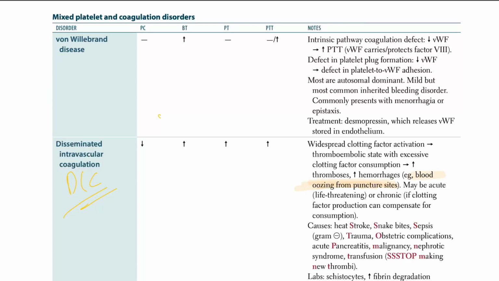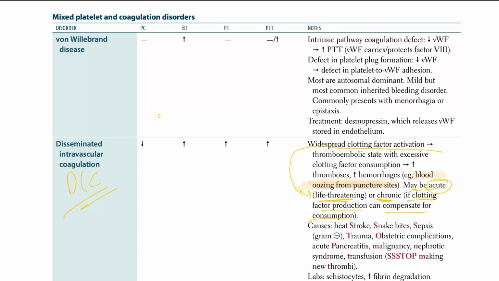DIC. Close your eyes on this side, DIC. But hey, look at the other things. Maybe acute, life-threatening, or chronic, if clotting factor production can compensate for consumption. Again, what do I mean by that? So it could be acute. Acute is life-threatening, that you consumed all the clotting factors. Or chronic.